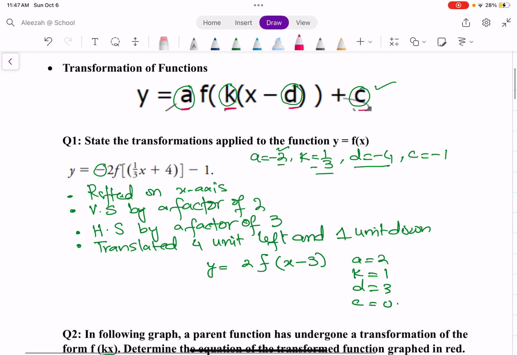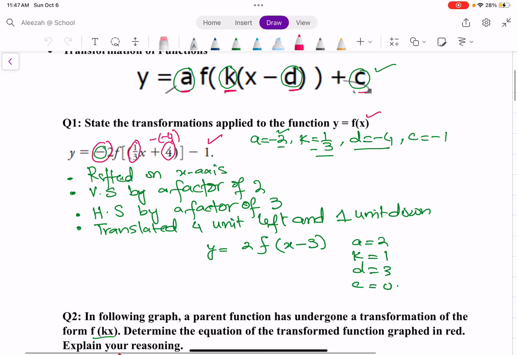So here the question is to say the transformation applied to the function, right? You don't know the function here, you just have to state the transformation. First you figure out what a, k, d and c are from the equation. So a is -1, k is 1 over 3, d is -4 because it's +4 inside, and your c is -1.